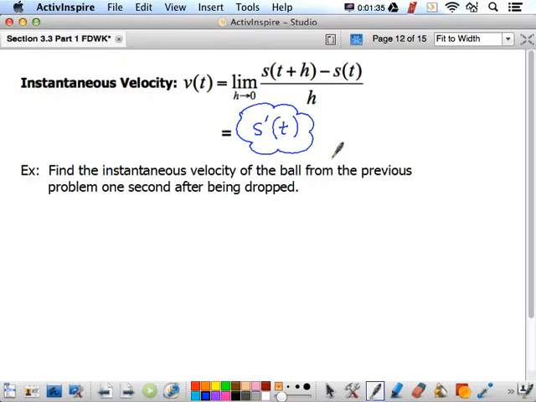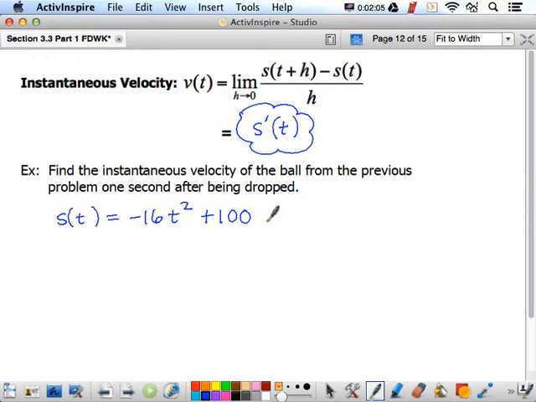Okay, so what we want to do is find the instantaneous velocity of the ball from the previous problem 1 second after being dropped. So we need to look back and figure out what our position function was in that previous problem. It was s of t equals what? Negative 16t squared plus 100. Okay? So there's our position function.